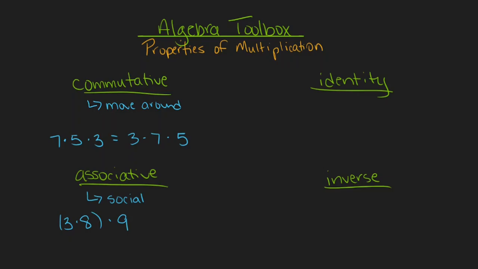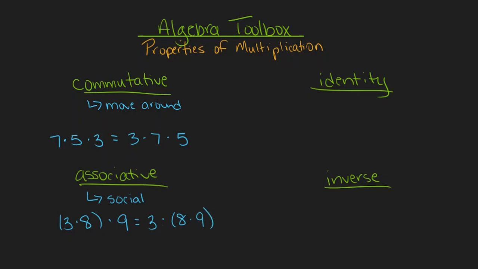What this tells me is that the parentheses aren't actually doing anything. They don't change the order of operations because there aren't any other operations for us to change the order of. So I can actually place these grouping symbols or parentheses wherever I want to. Even if I did 3 times the quantity 8 times 9, my product would still come out to be the same.